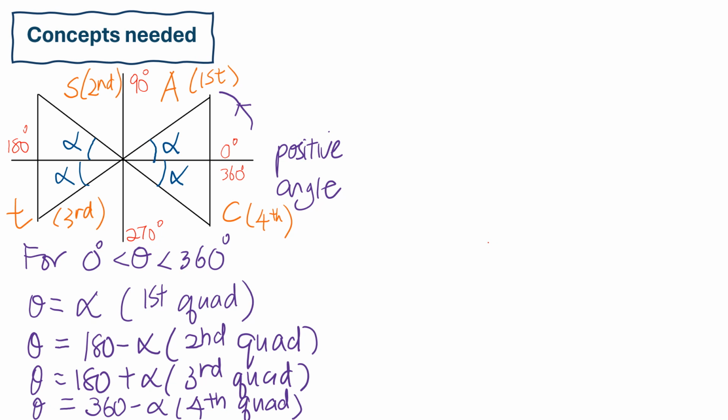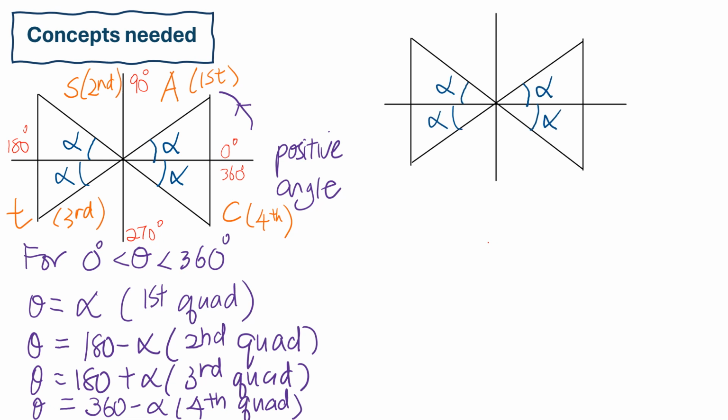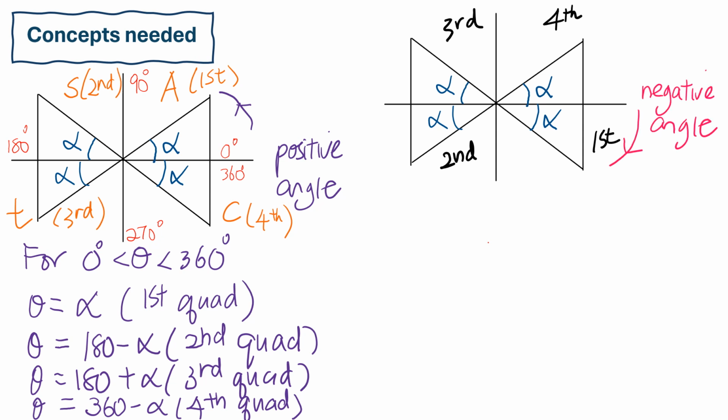All right, so what happens if you're dealing with a negative angle? For a negative angle, you have to measure in a clockwise direction. So you start off with 0 degrees here. That is negative 90, negative 180, negative 270, and then you go back to negative 360.